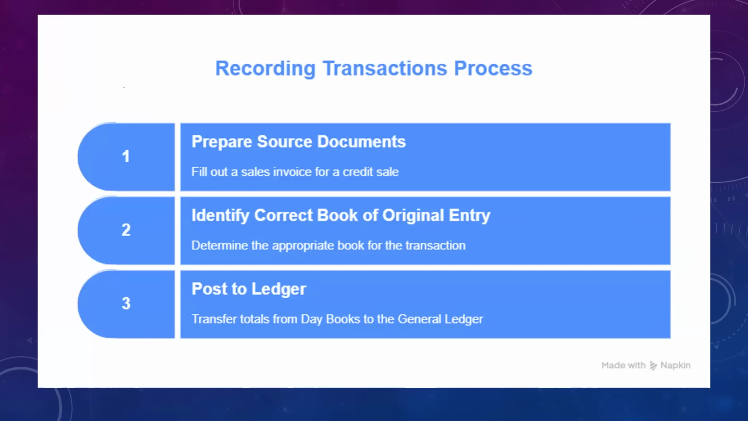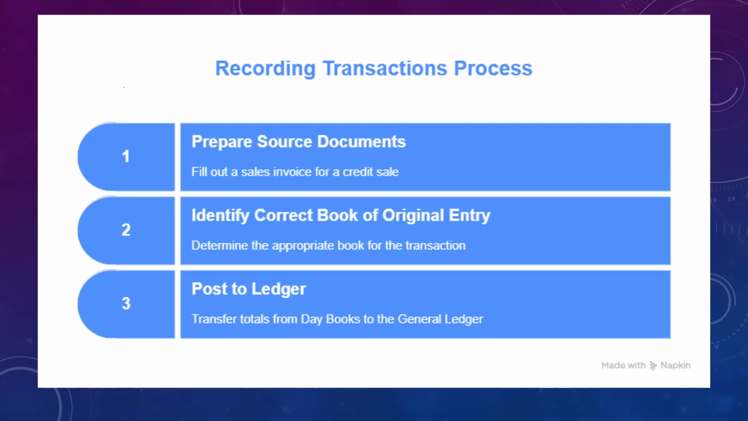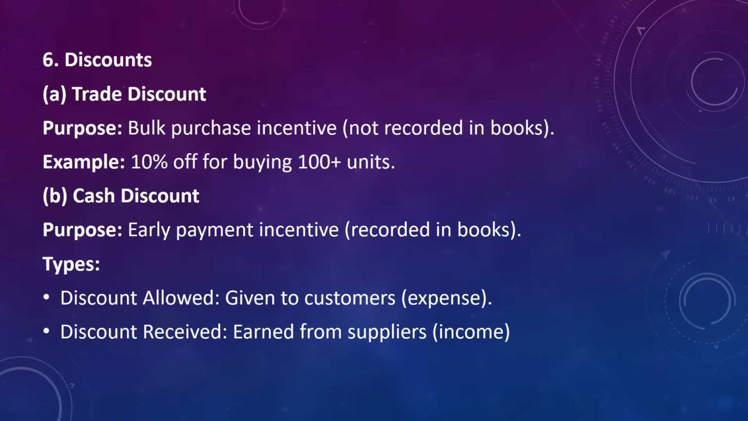So, again, we prepare the source document. Then we match the source document with the correct journal. And then from the journal, it goes to the ledger. Now, when we have transactions being recorded in the journal, sometimes we might give or receive a discount. There are different types of discounts, and we need to know the differences. Specifically in accounting, there are two types of discounts that you need to know: a cash discount and a trade discount.